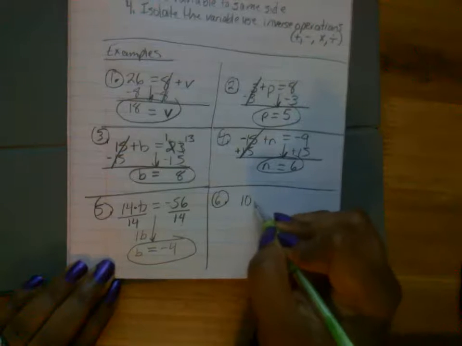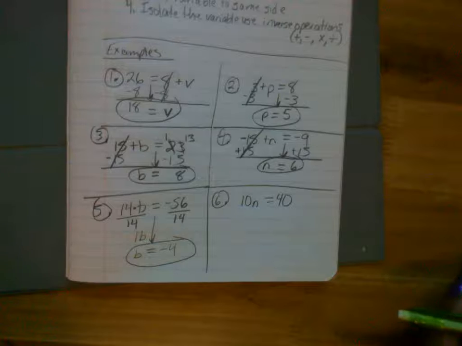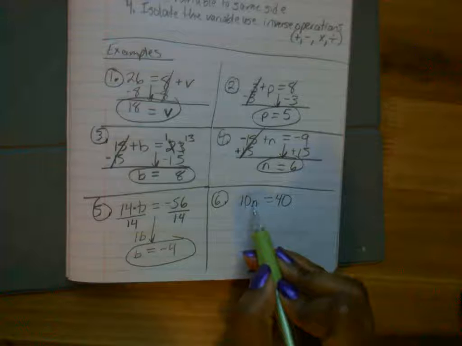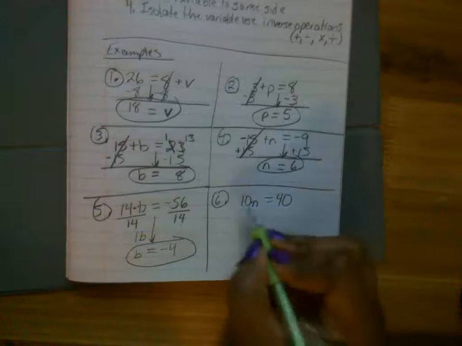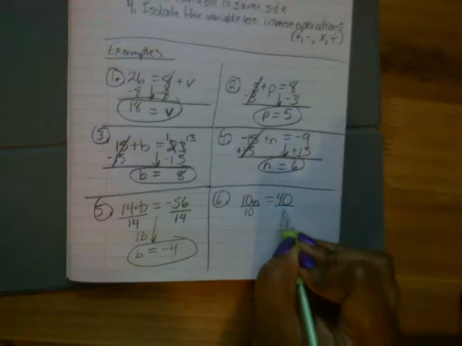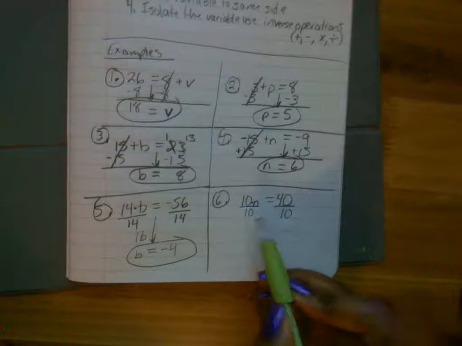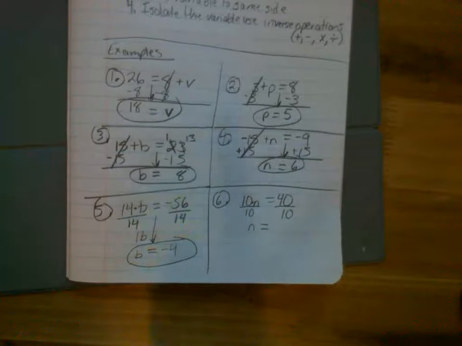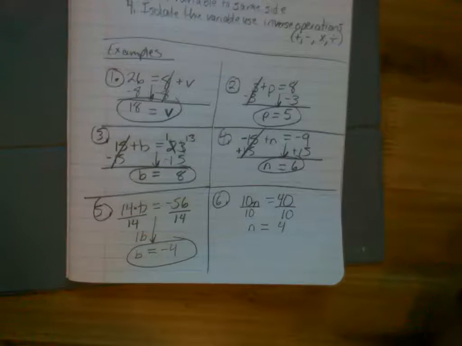Number 6, you try this one. 10n is equal to 40. Try that one. Okay, so here, the operation that's between the 10 and the n is multiplication. The inverse or opposite of multiplication is division. So we're going to divide both sides by 10. When we divide both sides by 10, 10 divided by 10 is 1, or 10 goes into 10 one time, so that gives me 1n, or just n, because 1 times n is just n. What is 40 divided by 10? 40 divided by 10 is 4.